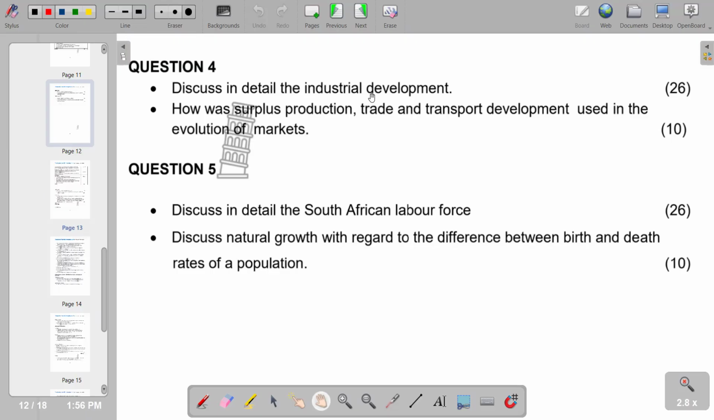So in terms of our introduction, remember we are supposed to define any key term that you can see in the question. That is the best way to come up with your introduction. So we have industrial development in our question that we can define as a keyword.